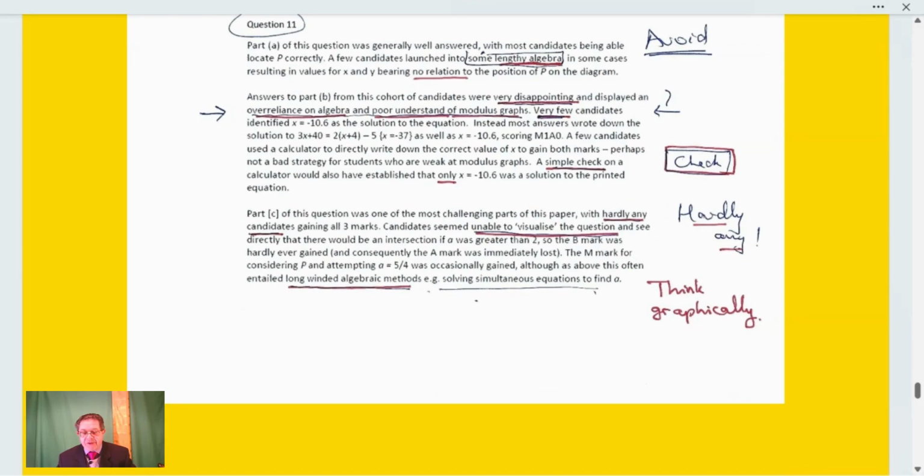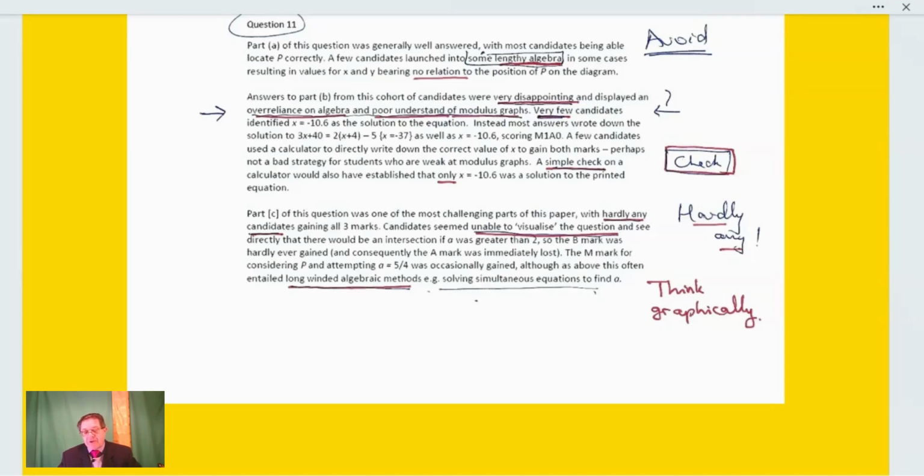Part C. One of the most challenging parts of the paper, with hardly any candidates gaining all the marks. Candidates seemed unable to visualize the question and see directly that there would be an intersection if a was greater than 2, so they didn't get that mark. The method mark for considering P and attempting a as 5/4 was occasionally gained, though it often involved long-winded algebraic methods. So once again, think graphically, visualize, don't launch straight into heavy algebra.